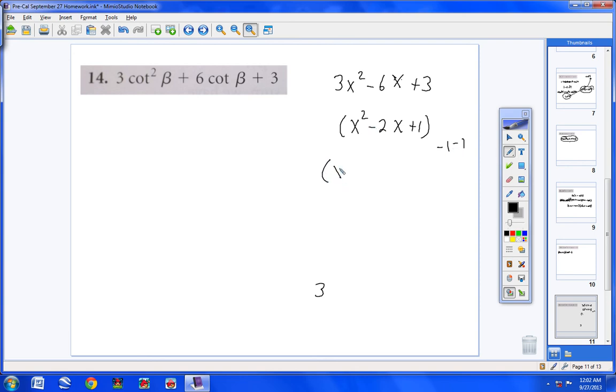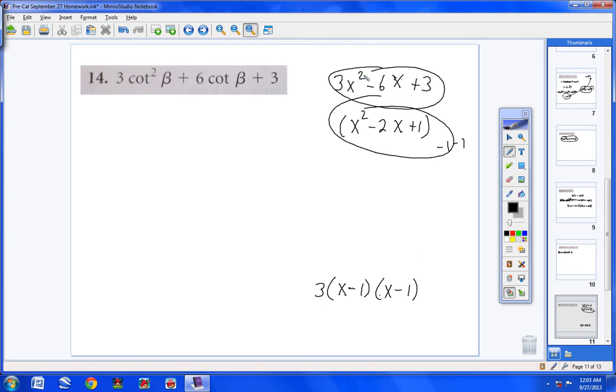So I'm now going to write x minus 1, x minus 1. Guys, I'm really not making an excuse, my computer freezes up and then it kind of jumps ahead. All right, so there we go. And now don't forget you should have a 3 out front, so I'm going to slide that right down there. So we took this trinomial right here, pulled out the 3, and then factored, and we get this right here.